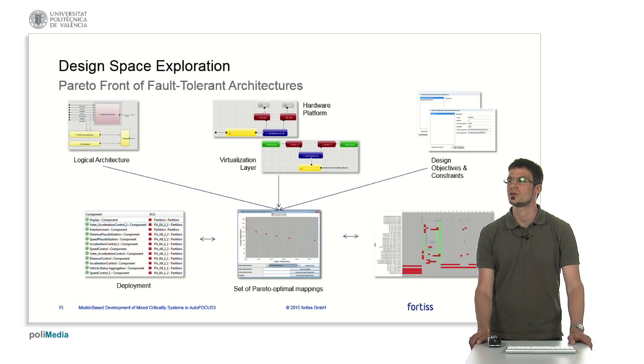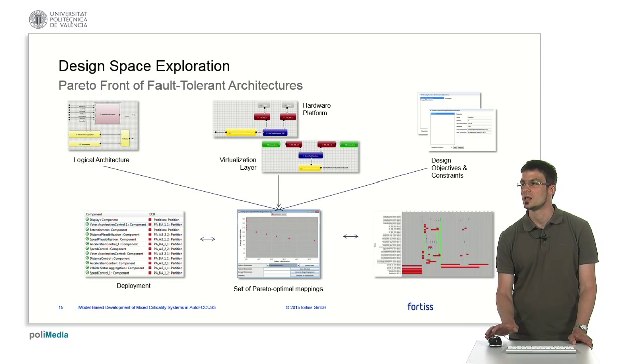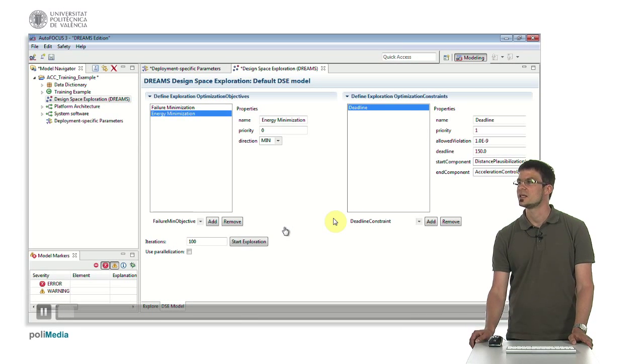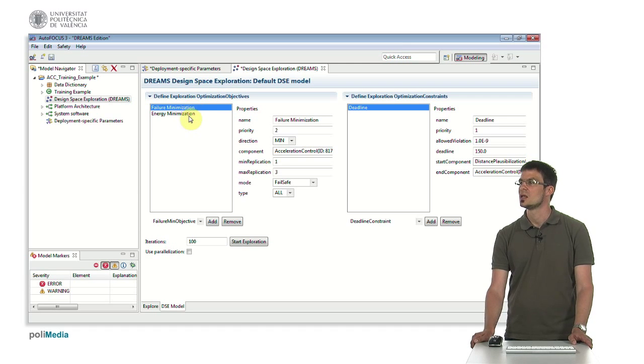In the following, I will illustrate how this approach can be applied to the automatic cruise control example introduced in the first two parts of the tutorial. As mentioned before, the logical architecture consisting of the automatic cruise control component and the HMI components, as well as a model of the hardware and the virtualization platform, as well as a specification of the design objectives and constraints, are an input to the algorithm. In the example, a failure minimization and an energy minimization objective, as well as a deadline constraint between two components, is defined.